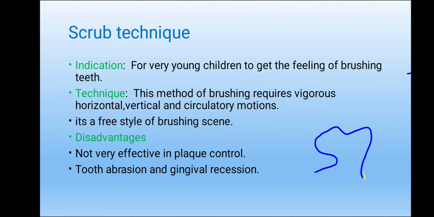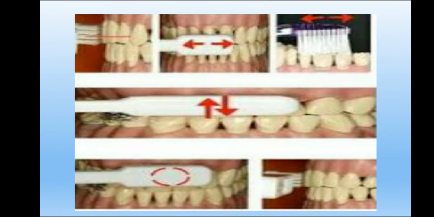So the tooth is supposed to be like this and now it has abraded. This is what is called abrasion. It is caused due to faulty tooth brushing technique, like scrub technique. So this is the method. You scrub any way you wish.